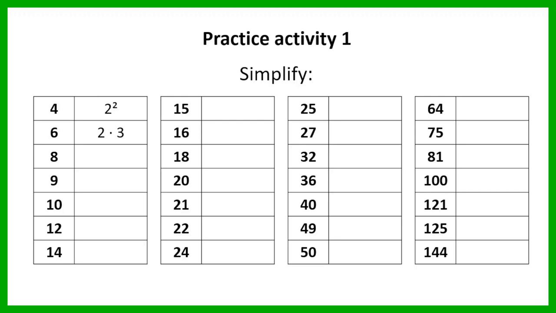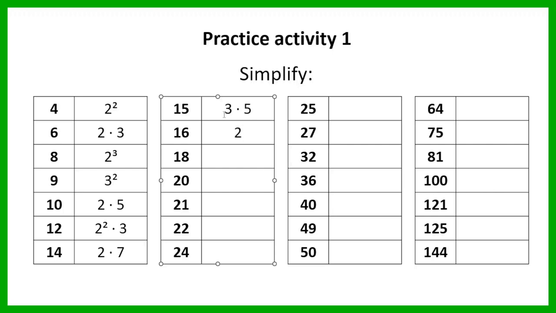Okay, hopefully you're done with that example, so all those tables. So let's go through each of those now. So 8 you should have got is 2 to the power of 3. Then you should have found that 9 is 3 squared. 10 is 2 times 5. 12 is 4 times 3, and 4 is 2 squared, so that is 2 squared times 3. 14 is 2 times 7. 15 is 3 times 5.